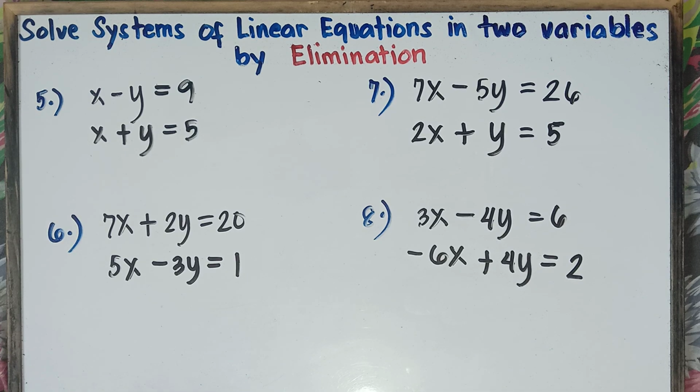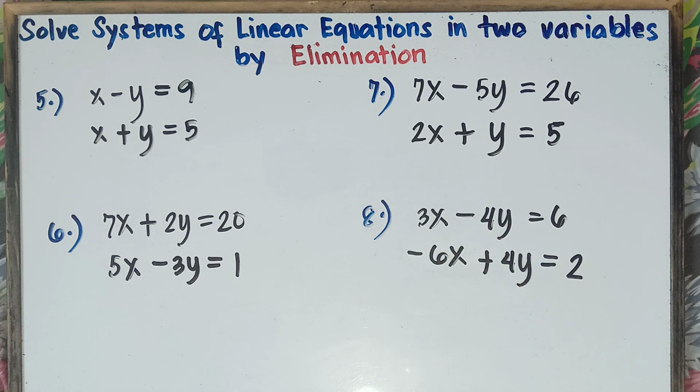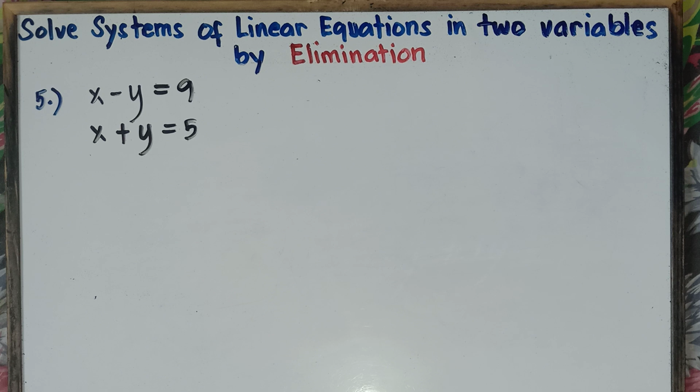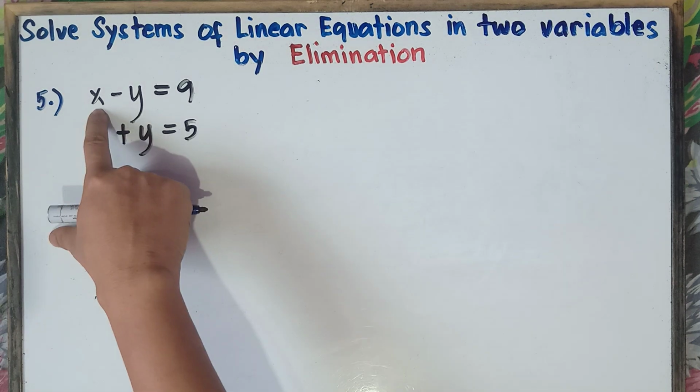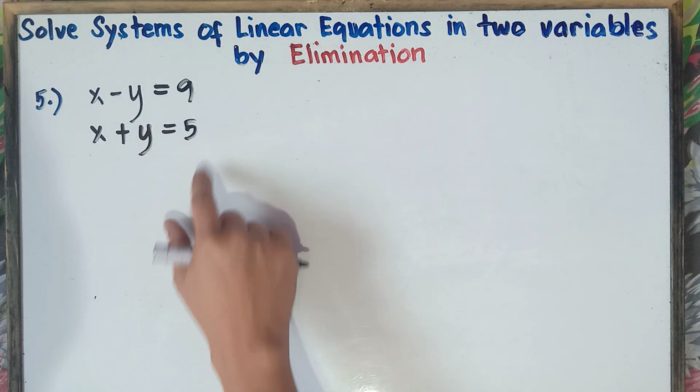Alright, so let's start with example number 5. Let me just erase number 6, number 7, and number 8. Our given: we have x minus y equals 9. The other one, we have x plus y equals 5.